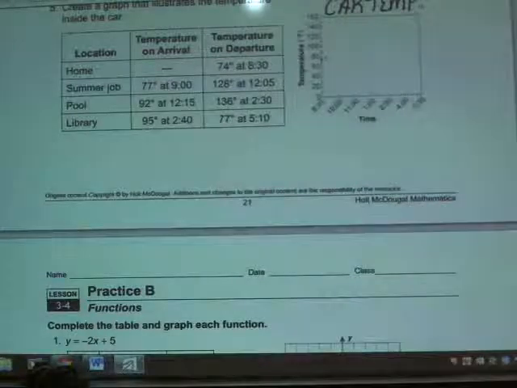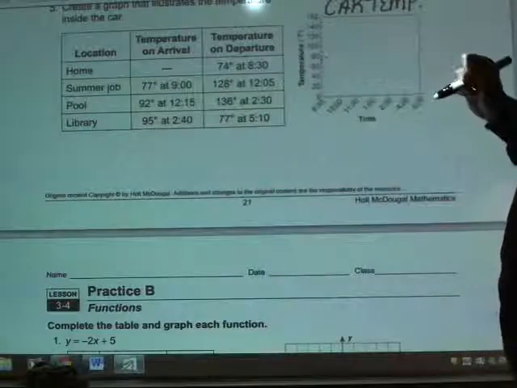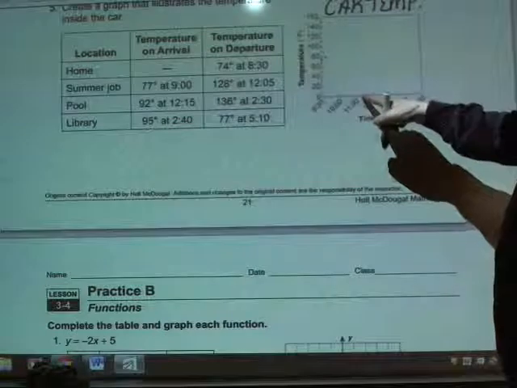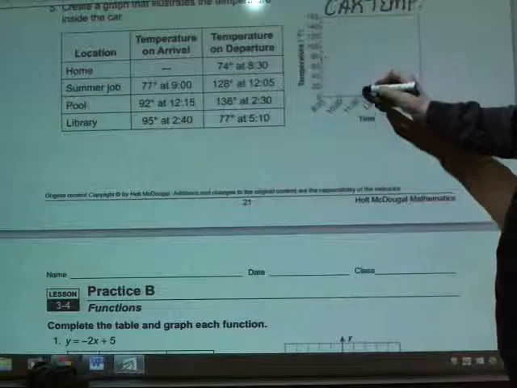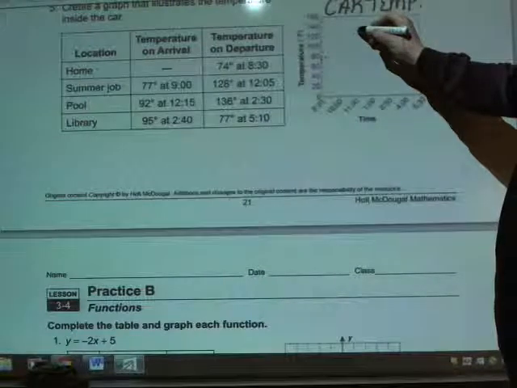And then by the time we get to 12:05, the car is up to 128 degrees. Well, this would be 12:15, halfway between 11:30 and 1 o'clock. So we're going to go a little bit less than that, but all the way up to 128. Again, we know the marker between 120 and 140 is 130.